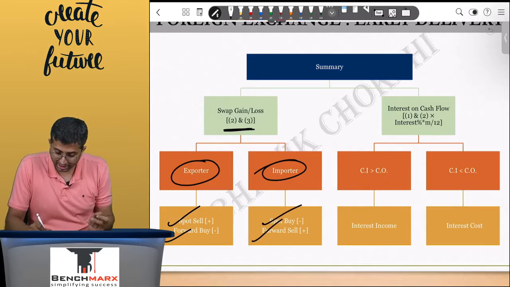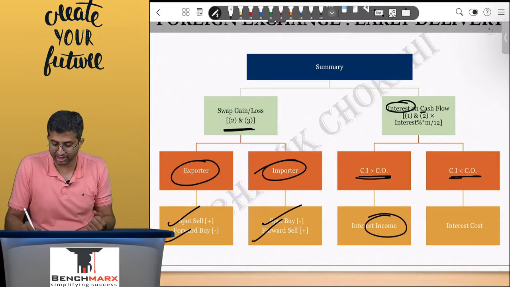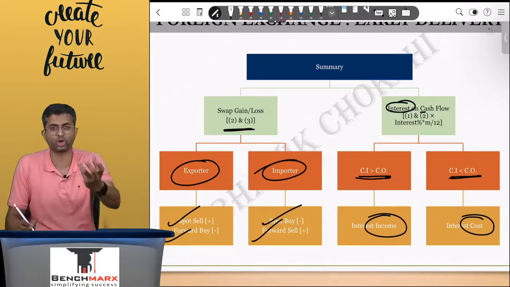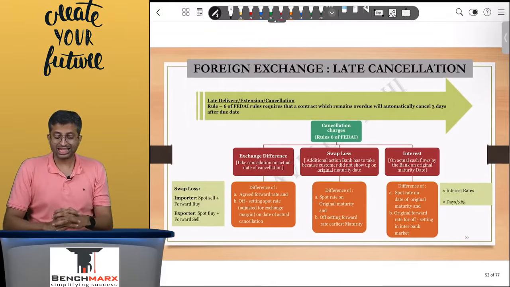Okay, interest, well, if there is a cash inflow which is greater than cash outflow, then it's an interest income, whereas if it is cash outflow which is greater, there's an interest cost which I will try to recover. Okay, next there is late cancellation.